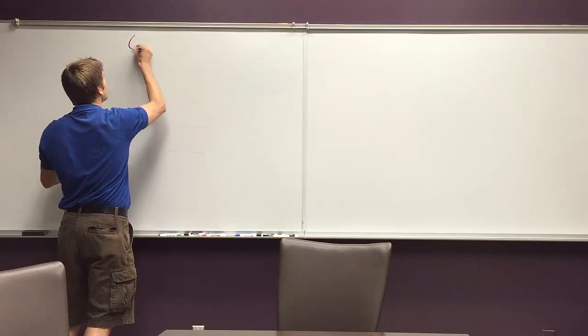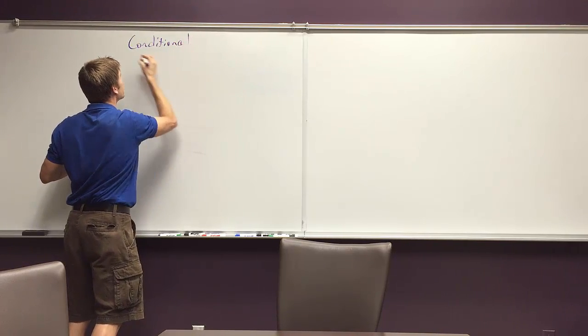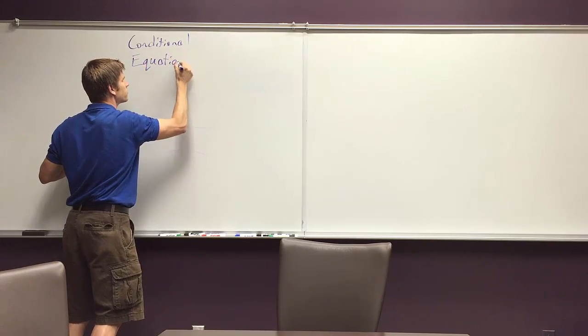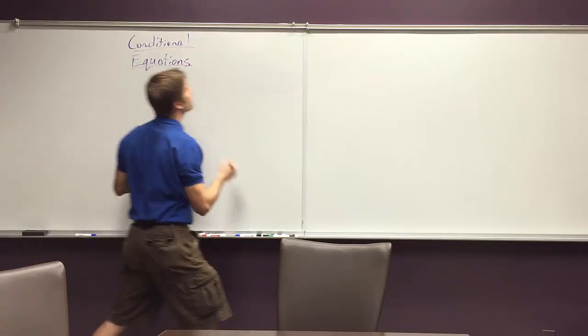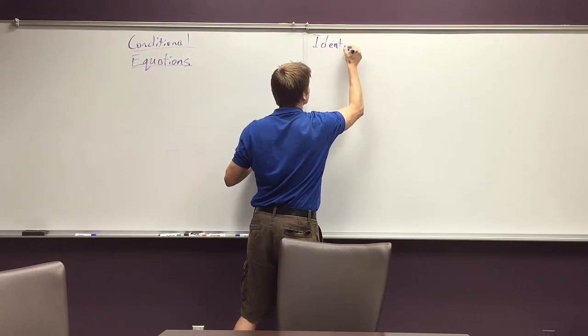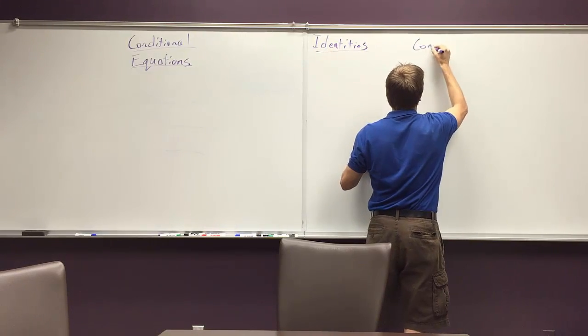The first is called conditional equations. This is the most common kind of equation. The second is called identity. So the category is identities. And the third is called contradictions.